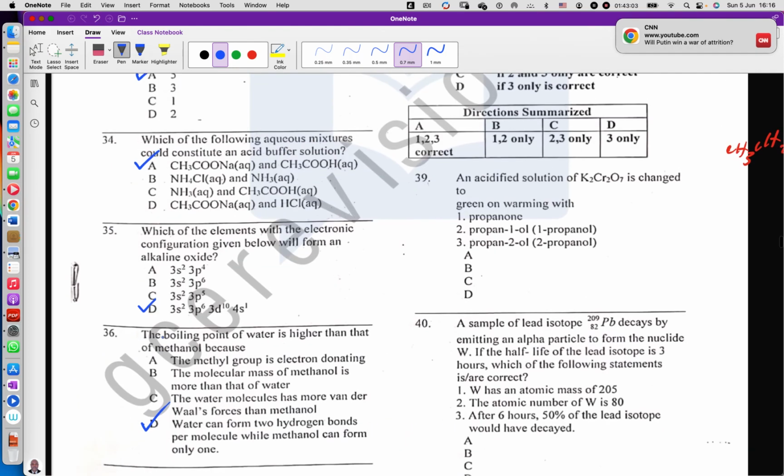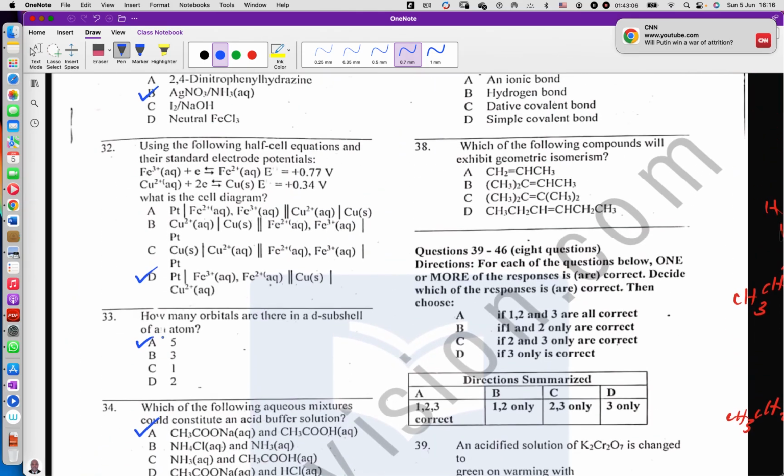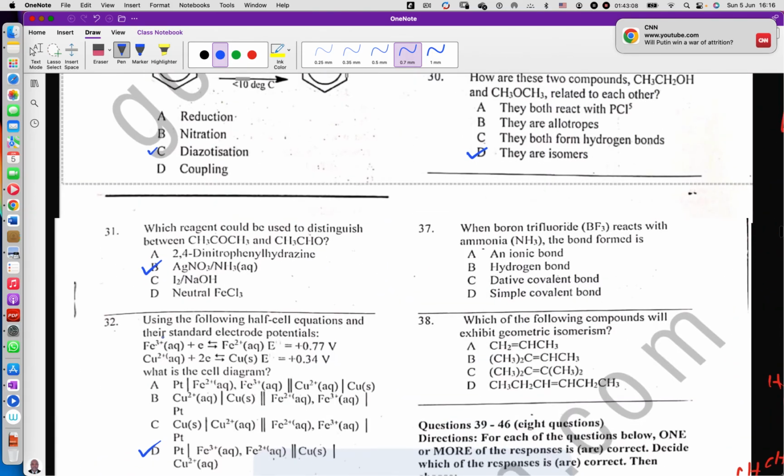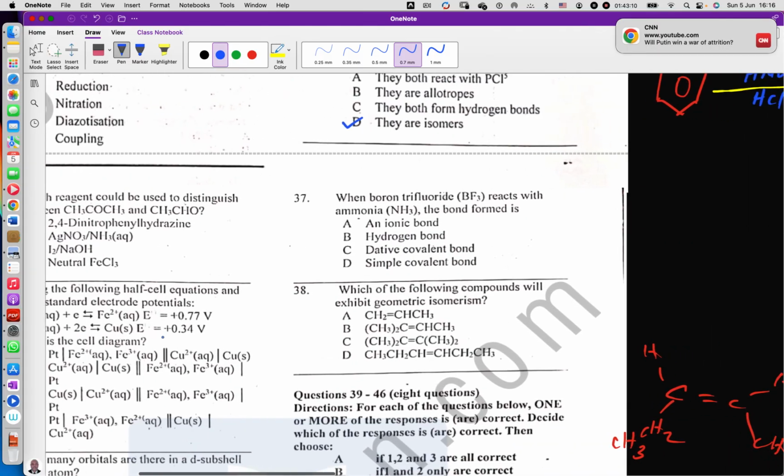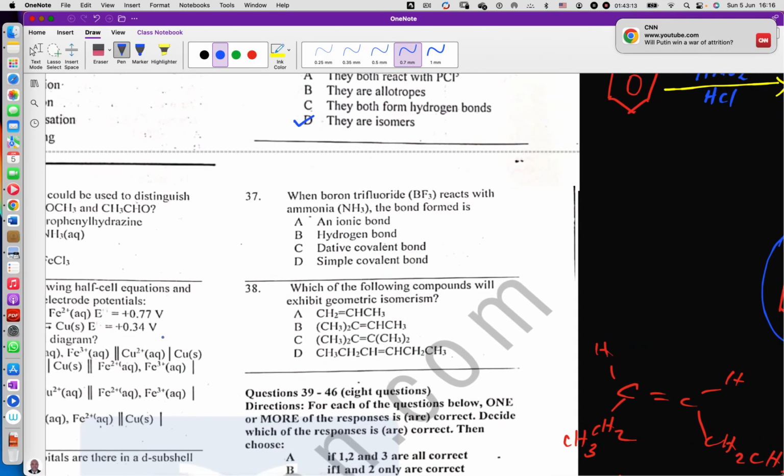Let's go to 37. When boron trifluoride reacts with ammonia, the bond formed is ionic? It cannot be ionic. Hydrogen bond, no. Dative covalent bond, simple covalent bond. Let me see. This is ammonia.